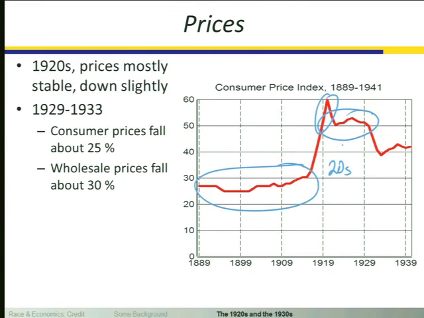Then the Depression hits, and when the Depression hits, the prices fall. Consumer prices fall about 25% from peak to trough. Wholesale prices, what producers pay, now called the producer price index, fall about 30% from peak to trough.